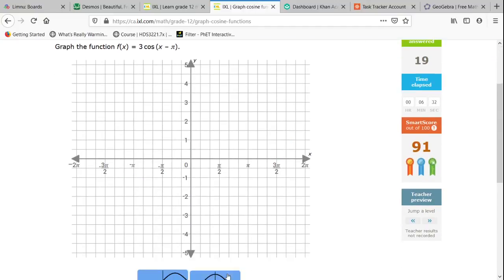So now for the challenge zone. That's an amplitude of 3, and the x minus pi makes for a shift of pi units right. So this peak that we have here at 0 has to end up over the pi. So we slide until that peak is over the pi.